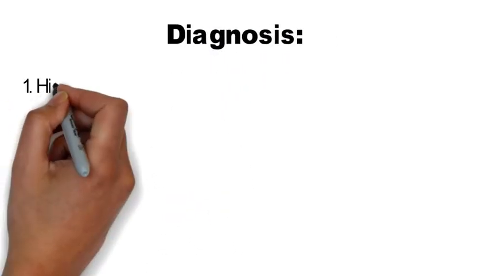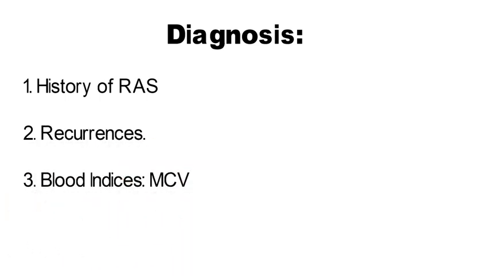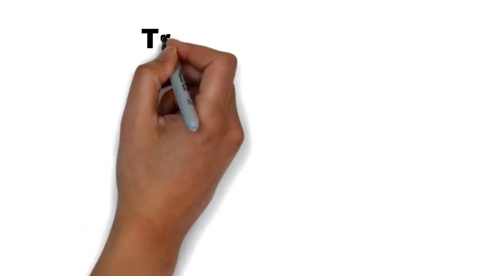Now the diagnosis. Diagnosis is by three means. Number one, history. Number two, recurrences. And lastly, the blood indices such as MCV levels. MCV levels can fluctuate during iron deficiency, folate deficiency, and B12 deficiency. So the supplements will add into the treatment.